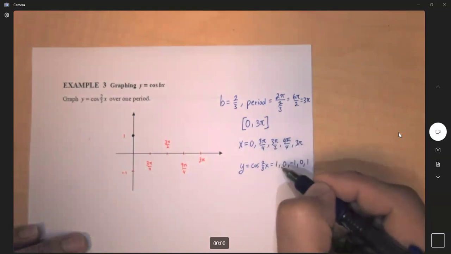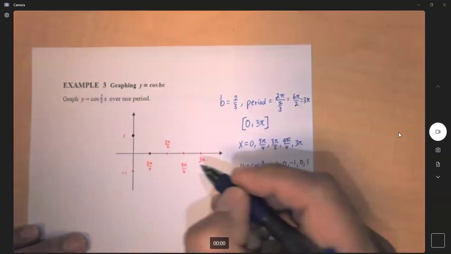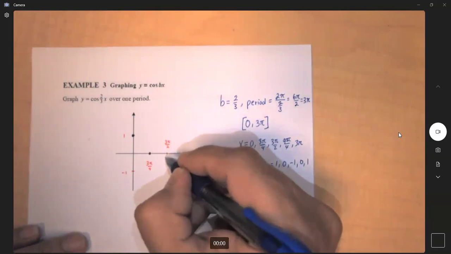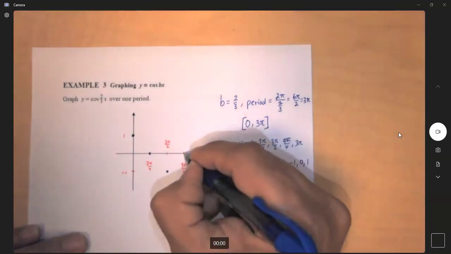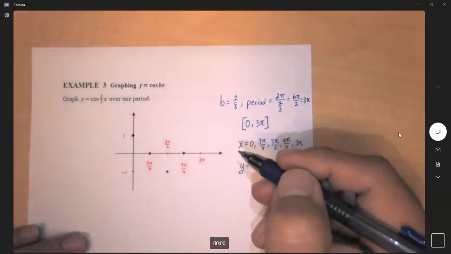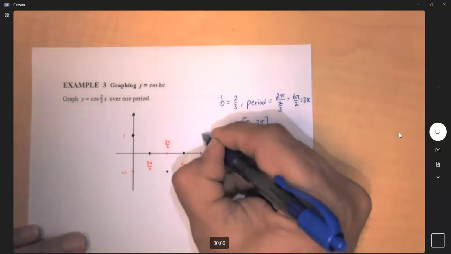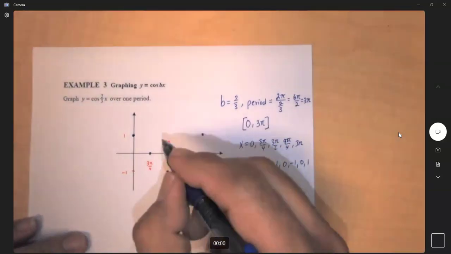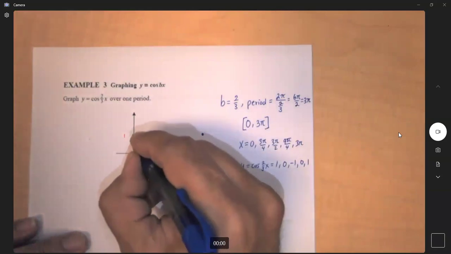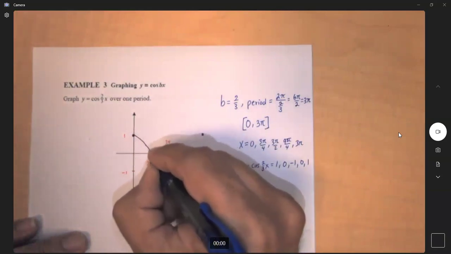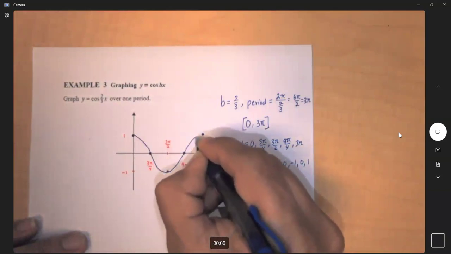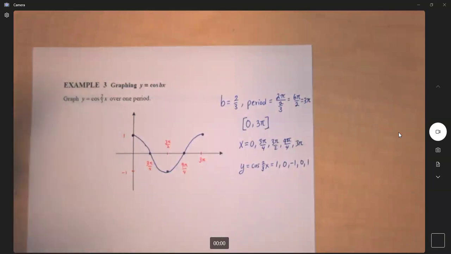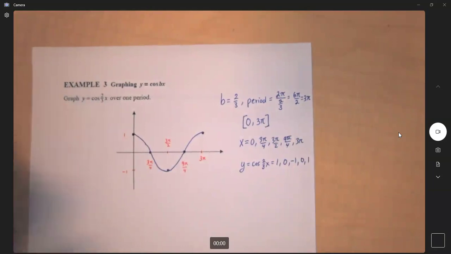Then 3 pi fourths, 0. 3 pi halves, -1. Then 9 pi fourths, 0. And 3 pi halves, 1. Okay, and remember, it's a smooth curve. It's not a V. It's a smooth curve like you saw originally. There's your curve, and again, we're only drawing one period, right? Obviously, it continues as you go along.